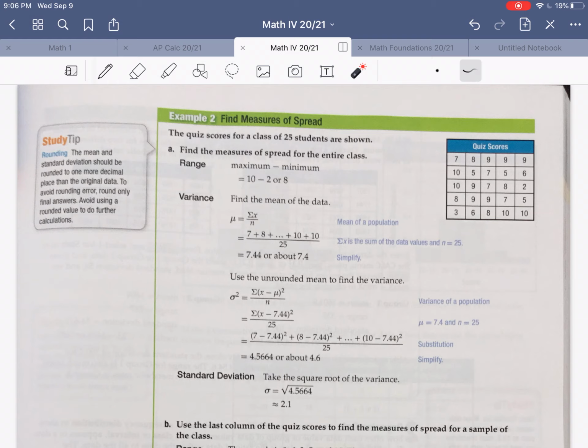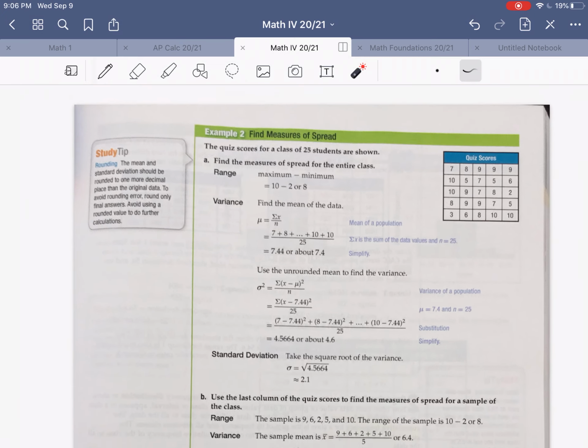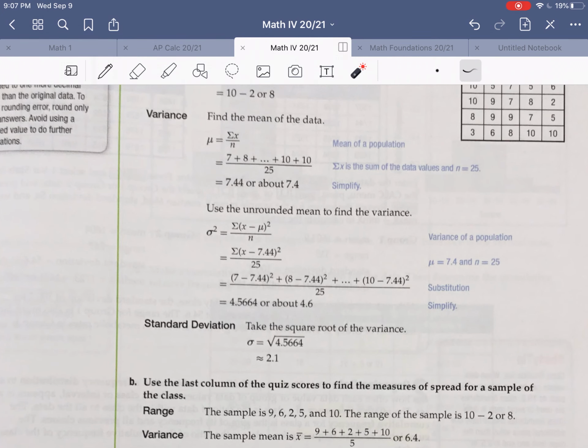So if we take a look at the measures of spread for the entire class, first of all, we would do range. The maximum number is 10 minus 2, the smallest number, which gives us a range of 8. So we know our biggest and smallest are 8 away from each other. For the mean of the data, we literally add up all of the numbers and then divide by 25 because we have 25 numbers in our data set. And then we use the unrounded mean, 7.44, to find the variance.